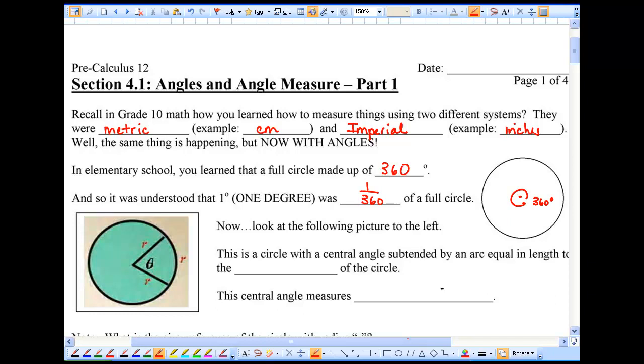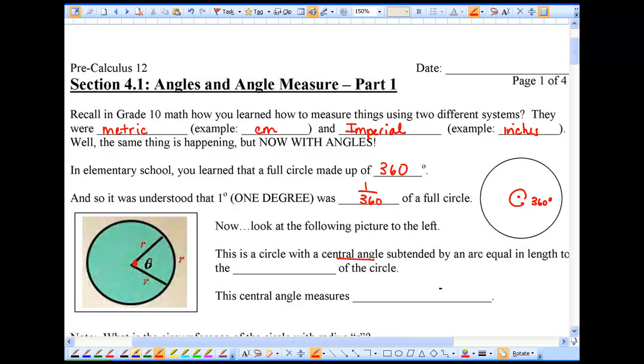Well, now what I'd like you to do is look at the following picture on the left. Here is a circle with a central angle, that's the central angle here, subtended by an arc equal in length to r, which is called the radius of the circle. So if you have a central angle that has an arc length equal to its radius, we have a special measure for it. This central angle measures 1 radian.